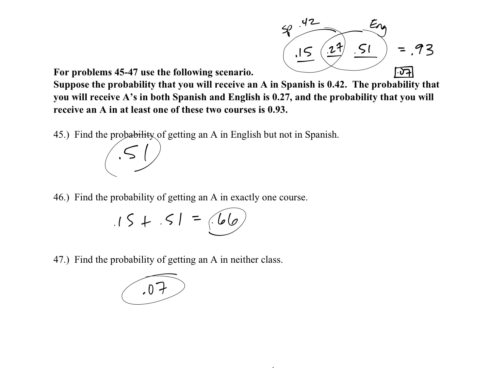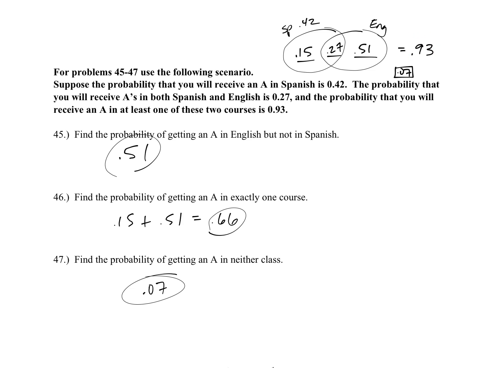Probability that you get an A in at least one, that means this number plus this number plus this number is 0.93. And so that is how I was able to figure out this 0.51. So if you're given the at least one of the two courses, that means you got an A in Spanish or in English or in both. That still means you got an A in at least one of the courses. So this plus this equals 0.93.